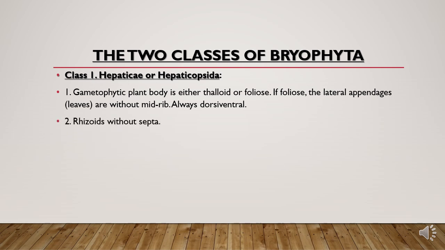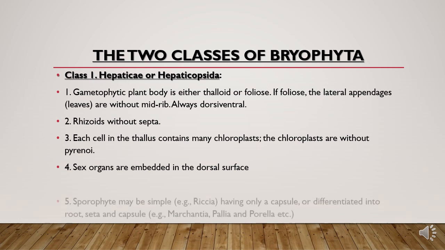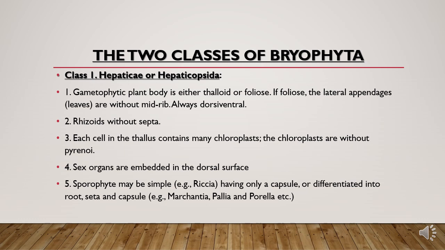They also use rhizoids, but without septa. Each cell in the thallus contains chloroplasts, but the chloroplasts do not have what we call pyrenoids. Sex organs are embedded in the dorsal surface. The sporophytes may be simple, having only a capsule, or differentiated into foot, seta, and capsule. Each capsule lacks a columella, for example, liverwort.